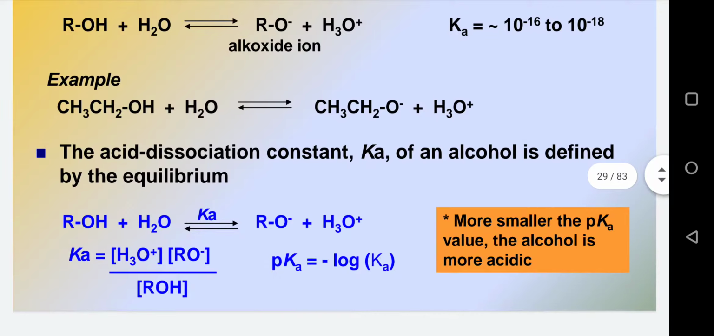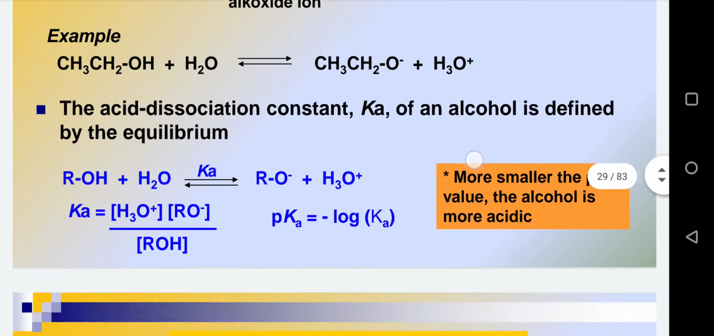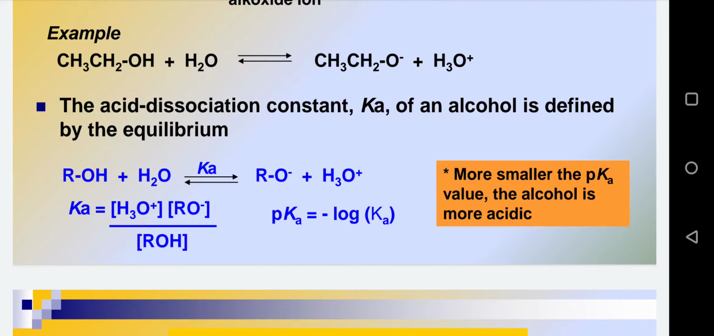So the acid dissociation constant Ka is easily represented by this particular equilibrium equation, that is Ka is equal to the product concentrations multiplied, divided by the reactant concentration, and hence we can get the pKa also, that is the minus logarithm of the Ka value.